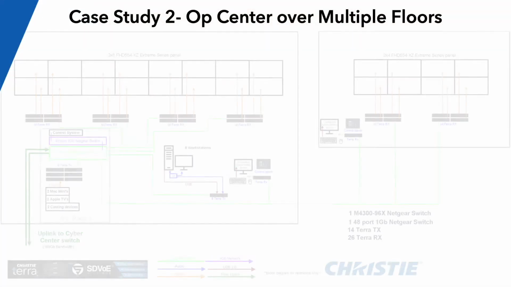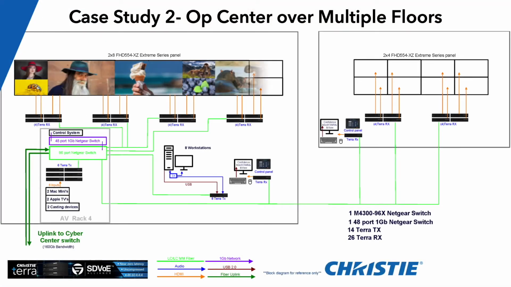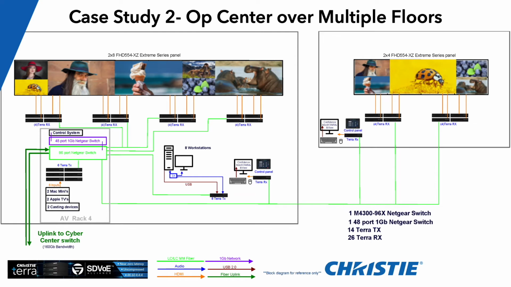The second case study is a little bit different. This is over multiple floors, so I've got two video walls that are upstairs on floor 4 for an operations center, and then I'll show you the next slide. There's a down floor 1. So in this particular one, I can route video to every one of my video wall, and also to the second video wall.